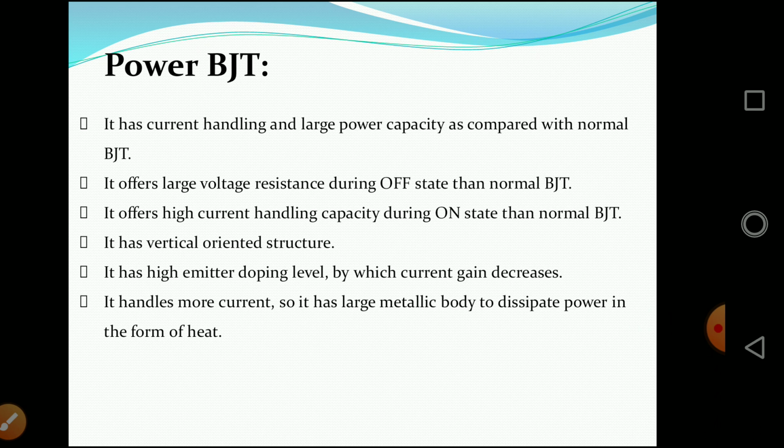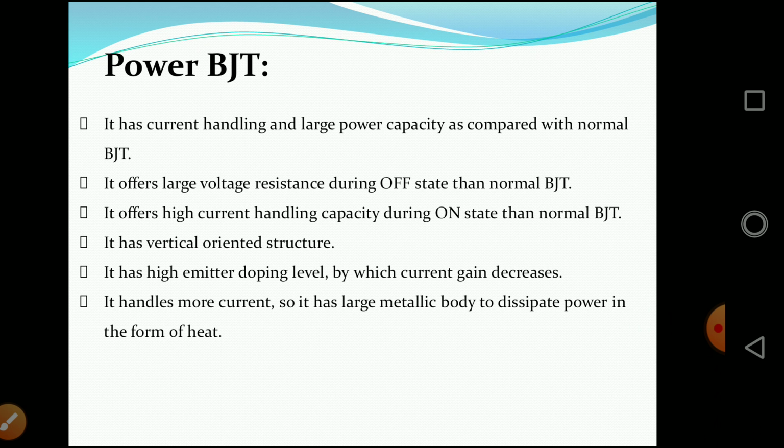The power BJT has high current handling capacity. When current is high, it generally means that power will be large. So the power BJT has the specification to handle large current as well as large power compared with the normal BJT. Normal BJT means the NPN transistor and PNP transistor we have already studied. Those normal transistors have low current handling capacity, whereas power BJTs have high power handling capacities.